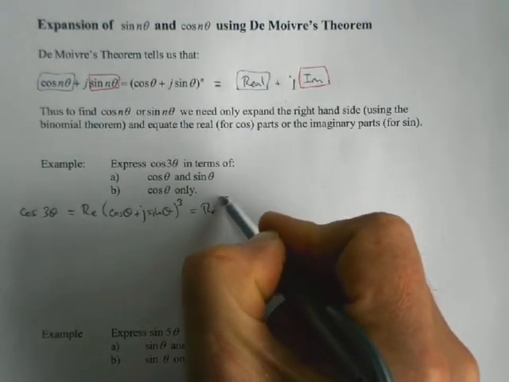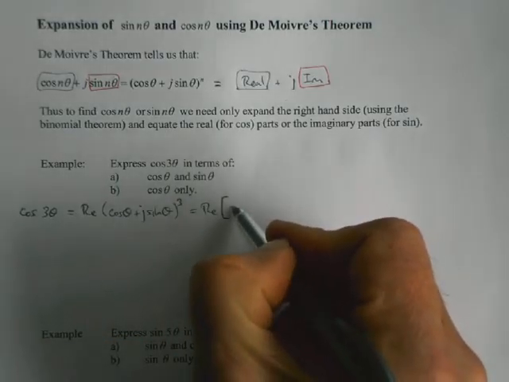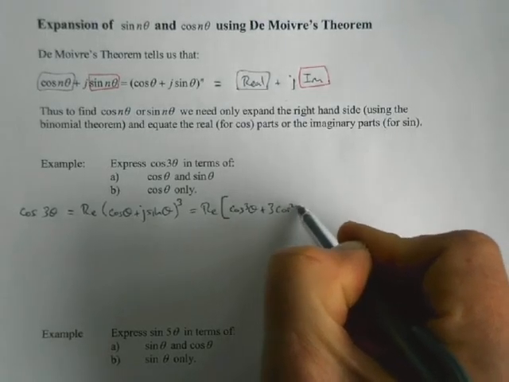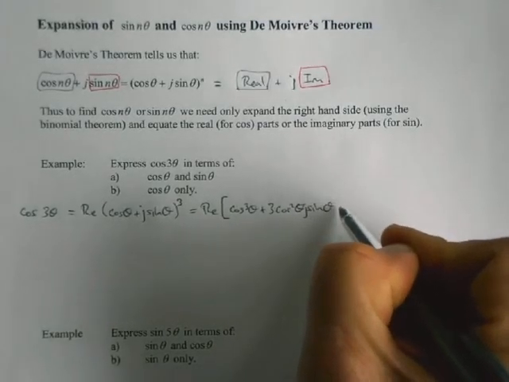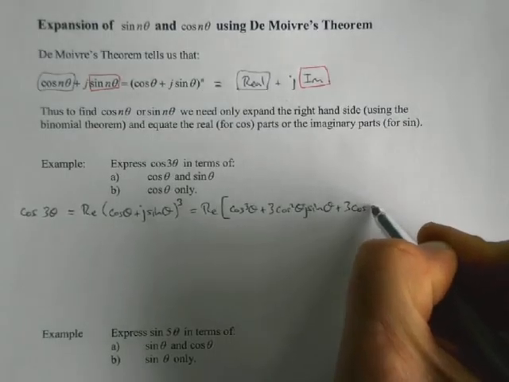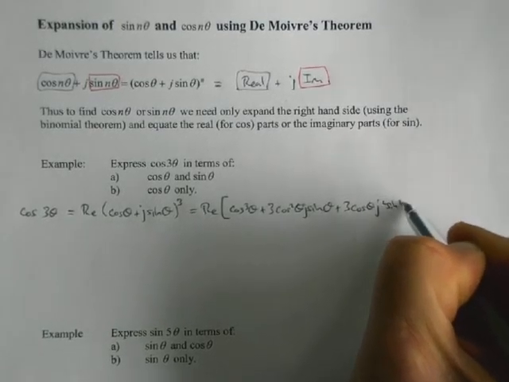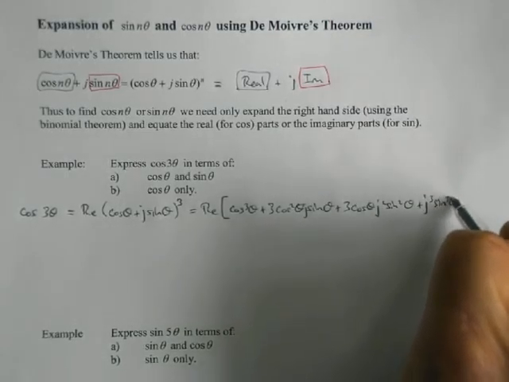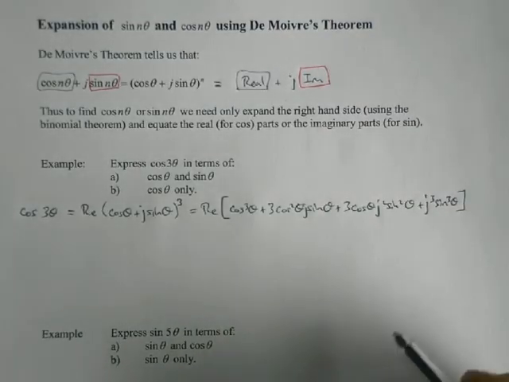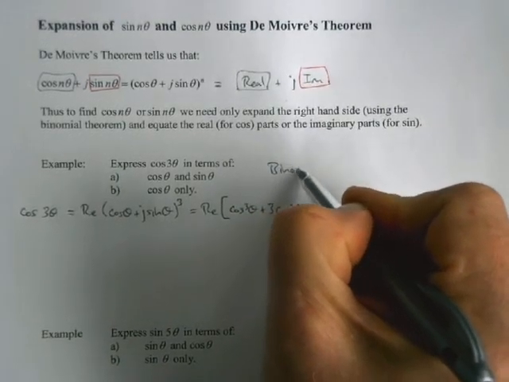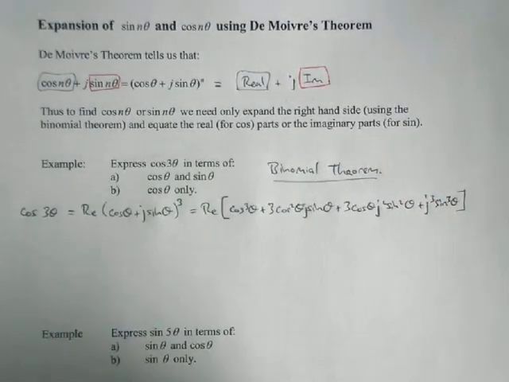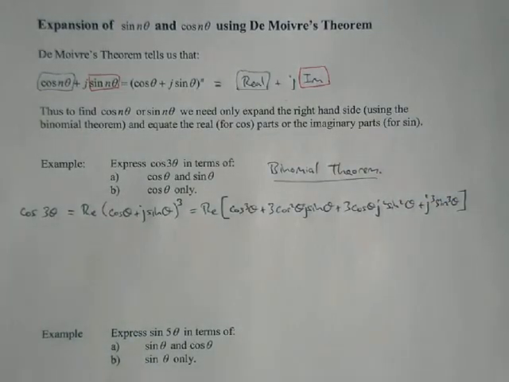Okay, so we're looking for the real part, and if we expand this thing out, we get cos cubed theta plus 3 cos squared theta j sine theta plus 3 cos theta j squared sine squared theta plus j cubed sine cubed theta. If you're not quite sure how I did that, then you need to have a look at something called the binomial theorem, which you should have seen at some stage before you got here. The binomial theorem will explain what I just did there.